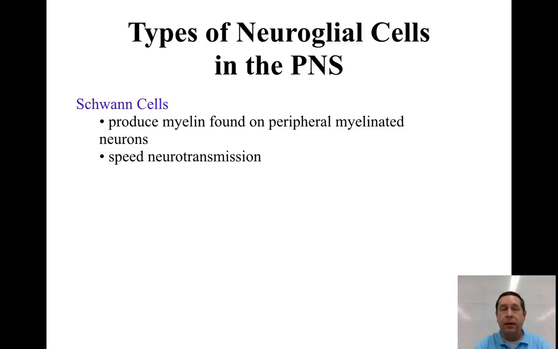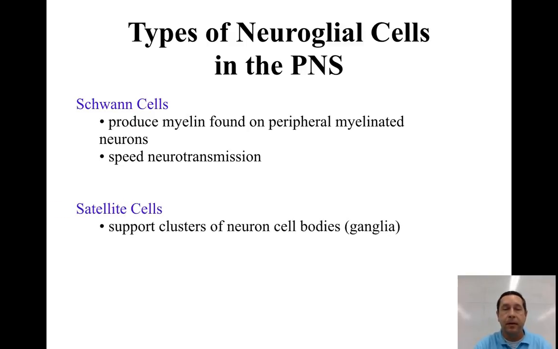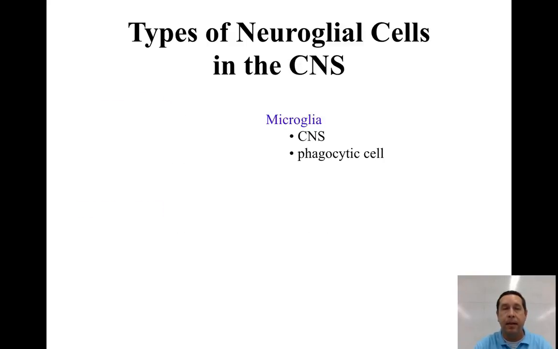The Schwann cells are the ones that produce the myelin in the peripheral nervous system, which helps speed up neurotransmission. Satellite cells support clusters of neuron cell bodies located in ganglia. So those would be associated with those unipolar neurons. And then in the central nervous system, we have the microglia or microglial cells, which are for protection. They're phagocytic cells. They engulf things that shouldn't be there. They clean up damaged cells, things like that.